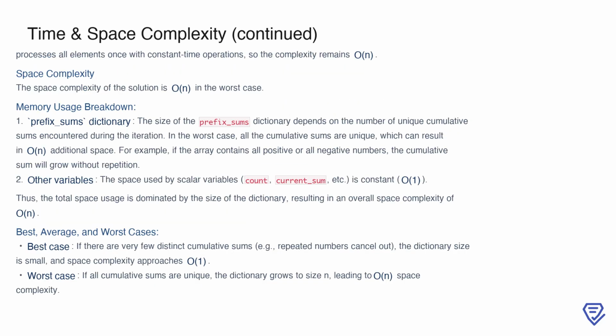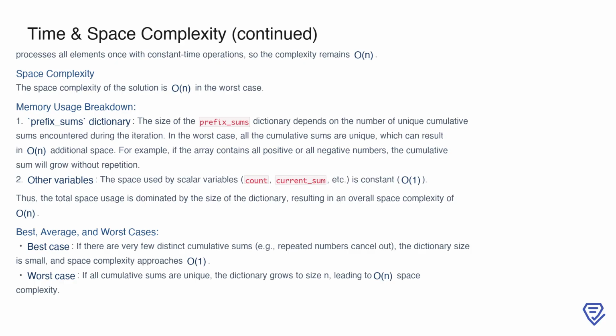Now, let's consider the space complexity of the solution, which is O(n) in the worst case. This is primarily due to the prefix_sums dictionary. The size of prefix_sums depends on the number of unique cumulative sums encountered during the loop. In the worst case scenario, such as when the array consists of all positive or all negative numbers, the cumulative sums will all be unique, leading to O(n) additional space usage.